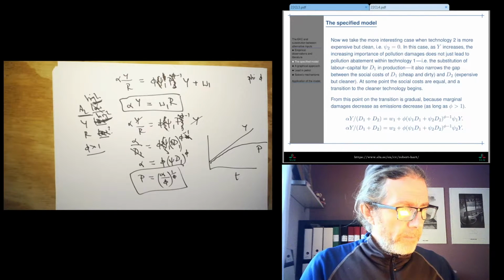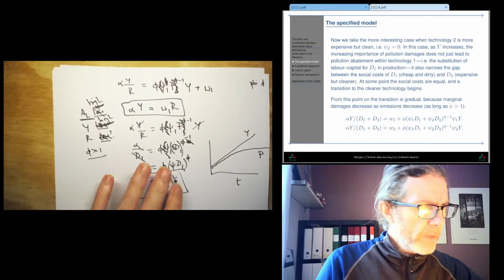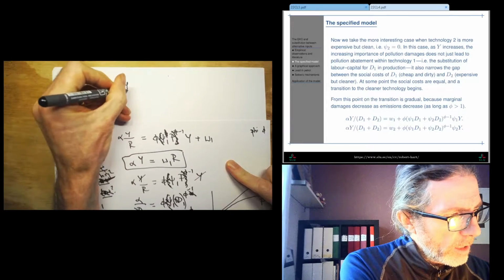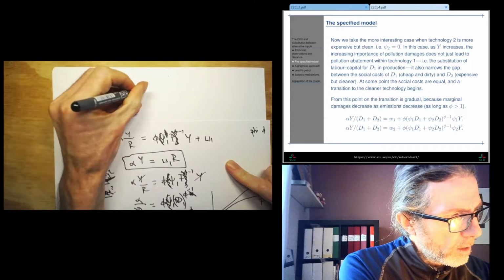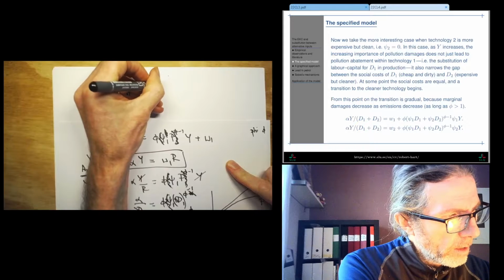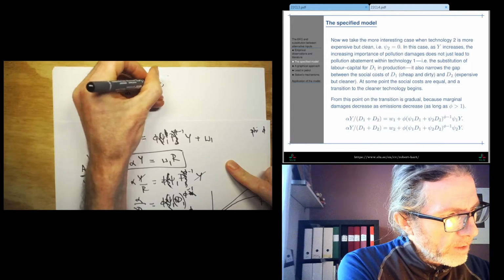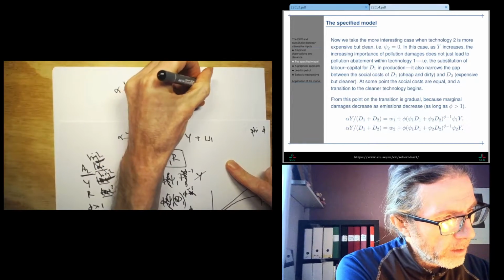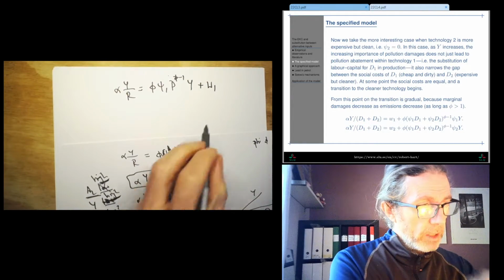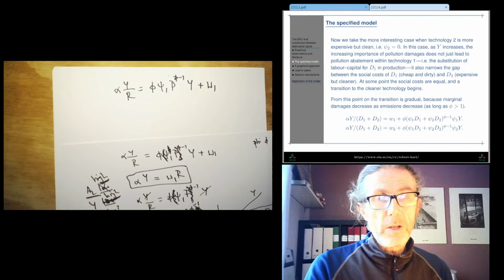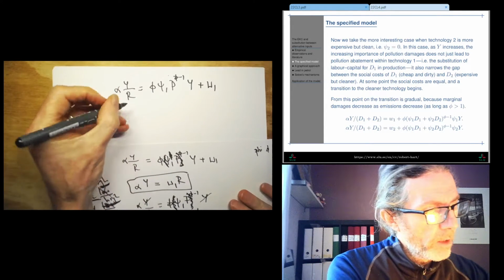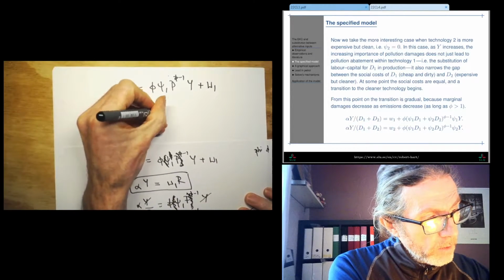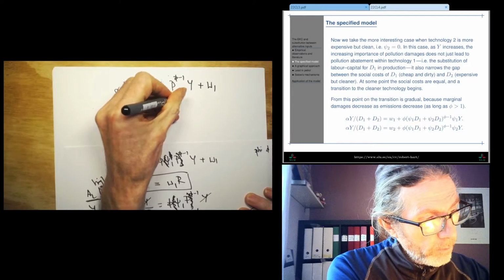So now, I made a mess of this, so let me just redo it. We've got alpha y over r is phi psi 1 p to the phi minus 1 y plus w1. That's the condition that needs to be fulfilled if we're using resource 1. If we're using resource 2, this condition needs to be fulfilled.